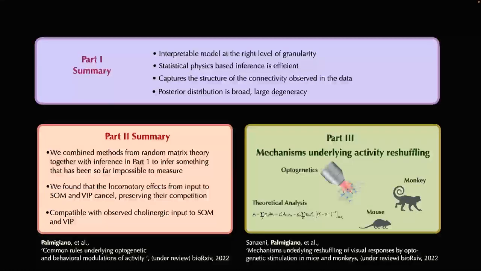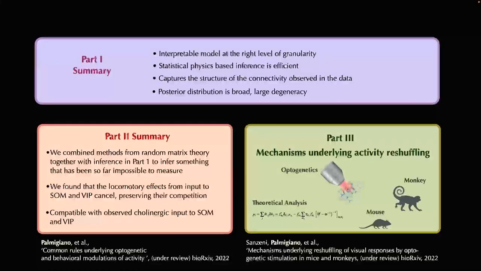So here, the conclusion is that there is cancellation of VIP and somatostatin, but if I were to clamp these interneurons together, what is really driving the changes in locomotion are inputs to pyramidal cells. And so this is what I studied in this third part. This is a collaboration with Nicolas Brunel and Alejandro Sanseni.